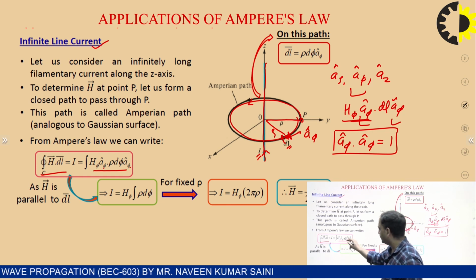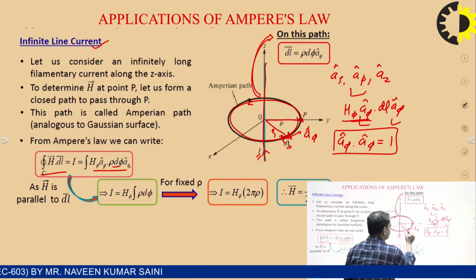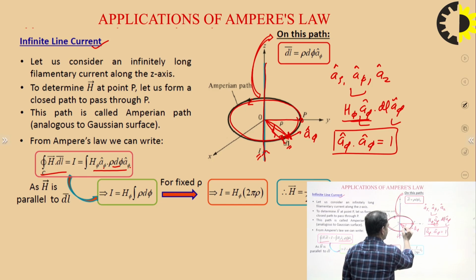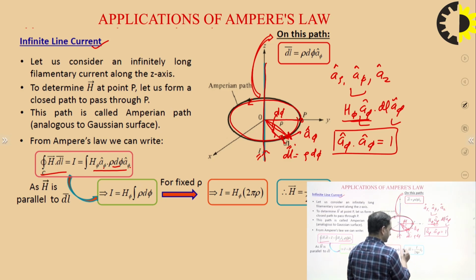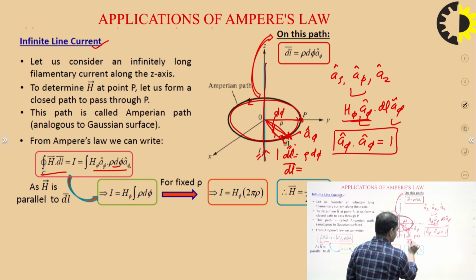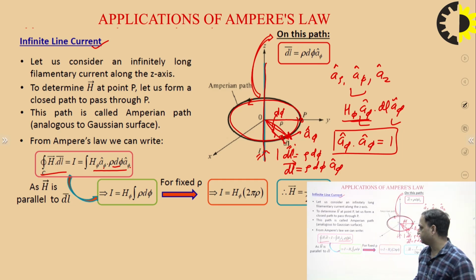So from where are we getting this dL? We can see that dL is this one. This is rho, and this angle will be d phi. So dL will be equal to rho d phi. When we write it in terms of the vector, because this is the magnitude, this will be equal to rho d phi A phi. The same concept we will apply in every problem.